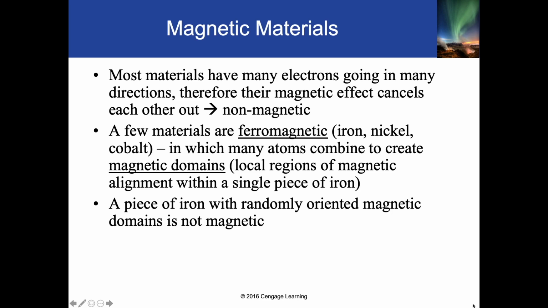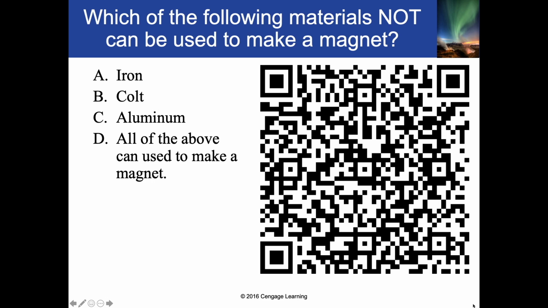Anyway, so you can definitely take a piece of metal and turn it into a magnet. That's if it's made of iron, nickel, or cobalt, right? So here's your next question: which of the following materials cannot be used to make a magnet?